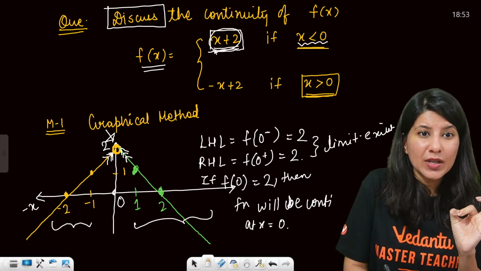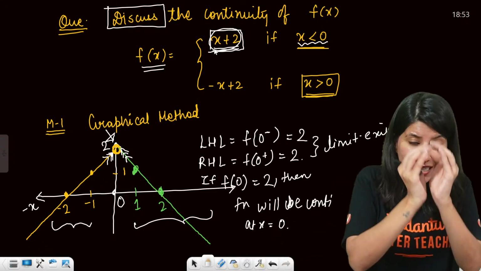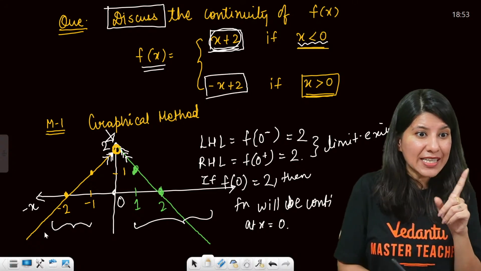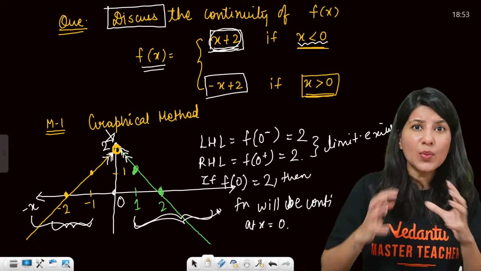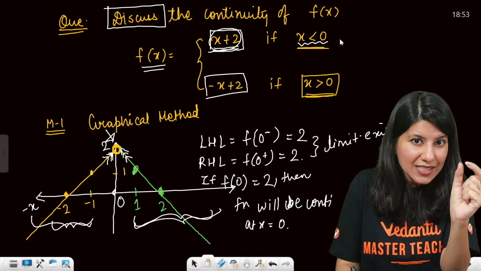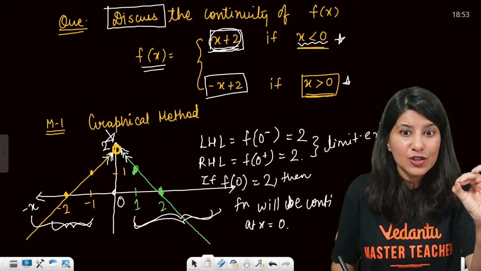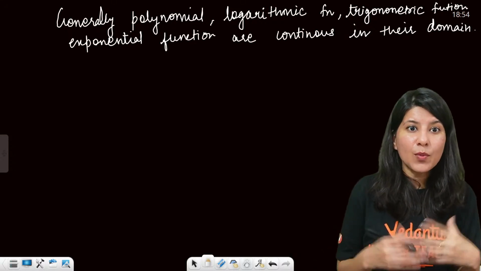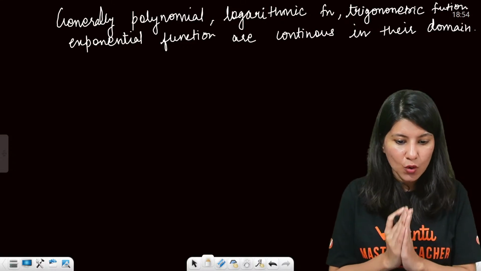This is x plus 2. This is a polynomial, right? Linear function. So x plus 2 individually is continuous. Minus x plus 2 is also continuous. Remember I was saying on the left hand side the graph is smooth, on the right hand side the graph is smooth. I don't have to worry about when x is positive or when x is negative. All I have to worry about is this break point at x equals 0. The function is breaking. This is a piecewise function. So I have to worry about where the function is breaking. Whenever you get polynomial, logarithmic, trigonometric, exponential functions, these types of functions will be continuous in their domain.